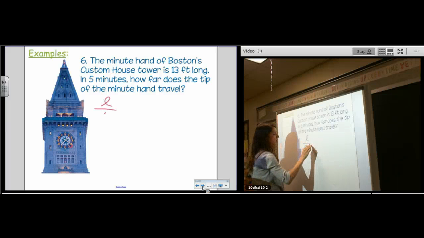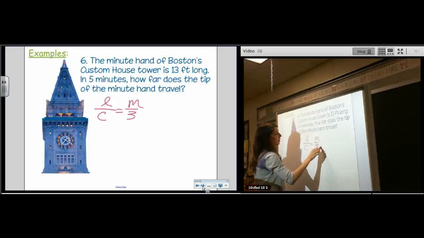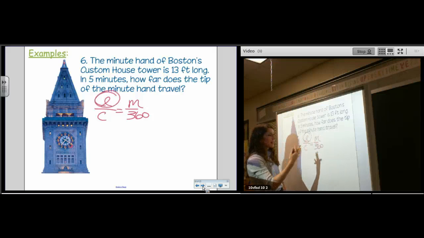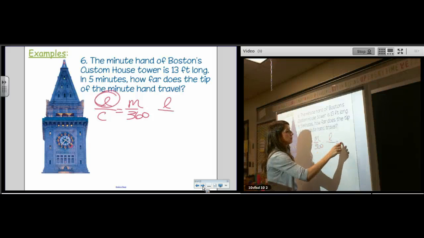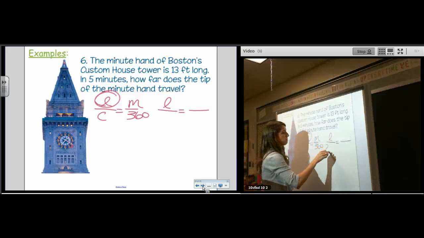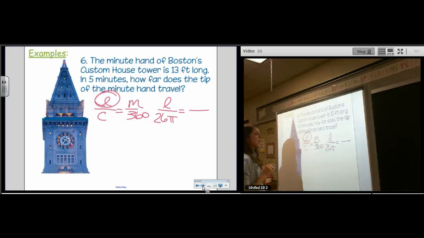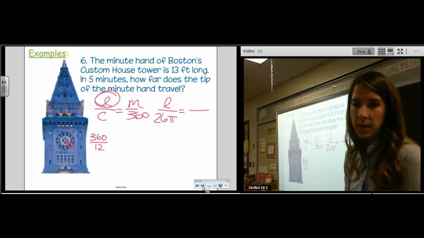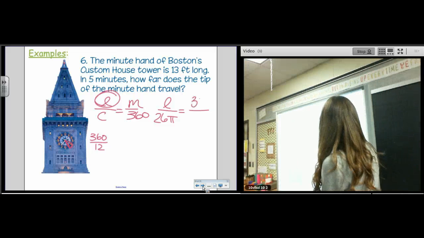So I know we're going to use our new formula. Well, it's one way to go about it. L is what we're looking for. L is the length of the arc. How far does it travel? So what's the circumference? And what's the measure of that angle? Let's see. Well, it's 360 divided evenly into 12 numbers. So that angle would be a 30-degree angle.